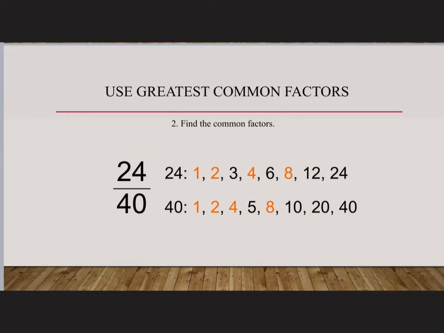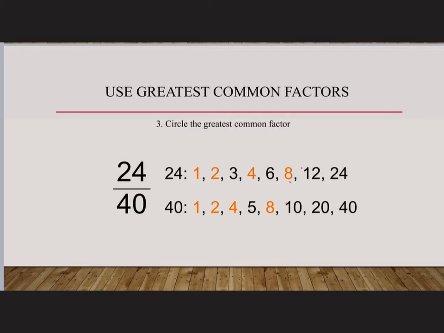So now we are going to find the common factors, and they're highlighted in orange. 1 is in both, 2 is in both, 4 is in both, and 8 is in both. So what are we looking for again? The greatest common factor. They've highlighted the ones that are the common ones, the ones that are in both lists. For the biggest common factor, that is going to be 8 for both of them.